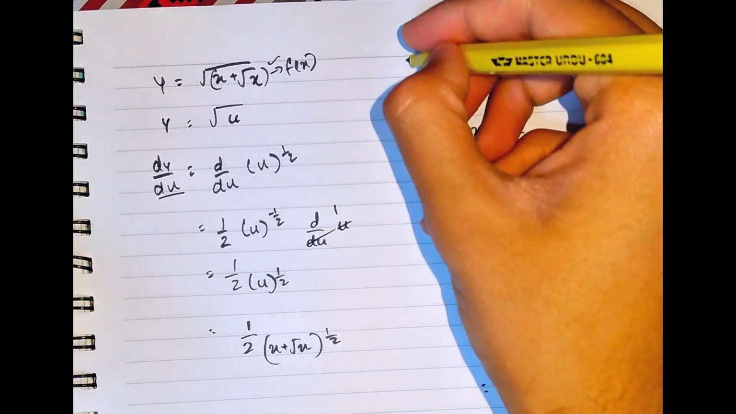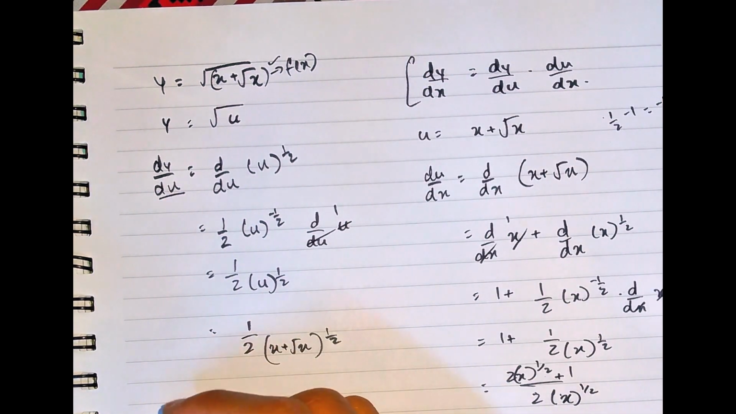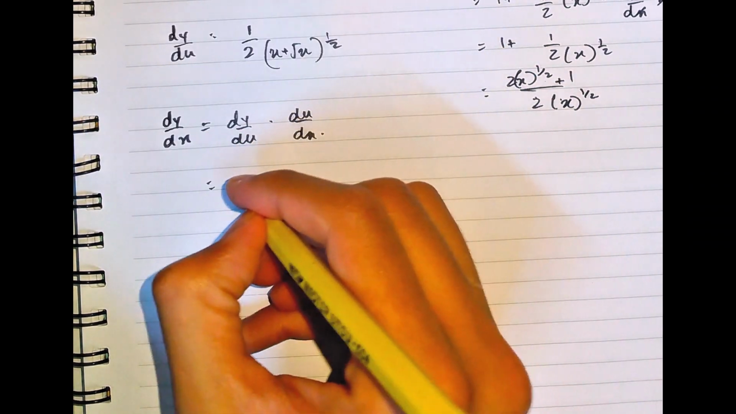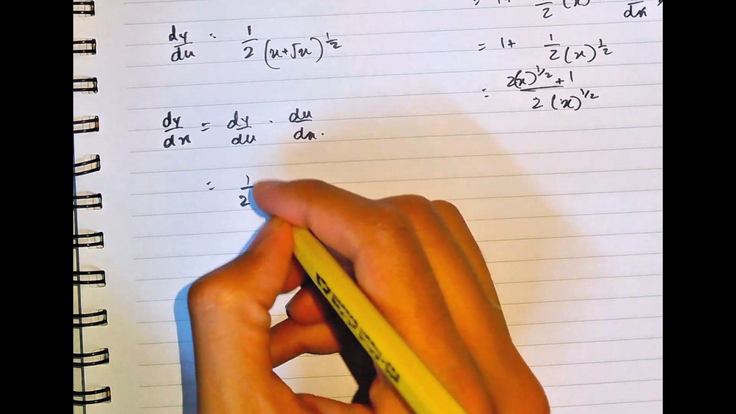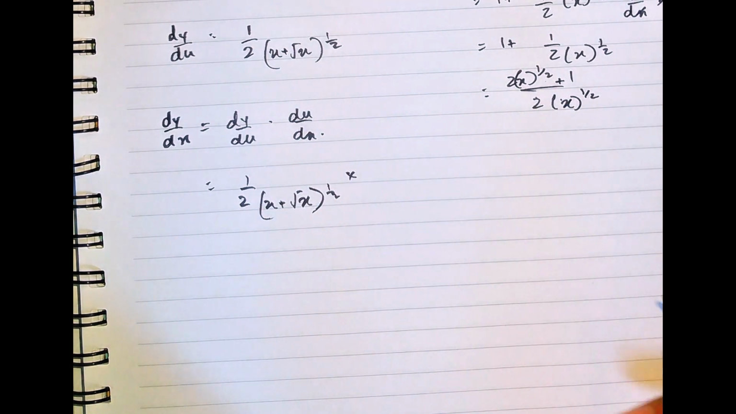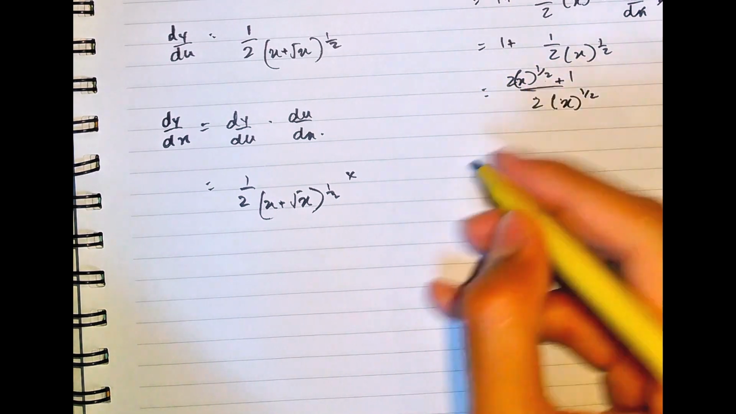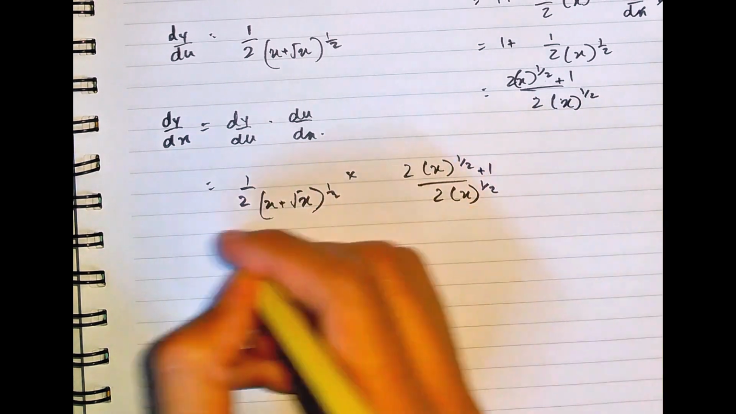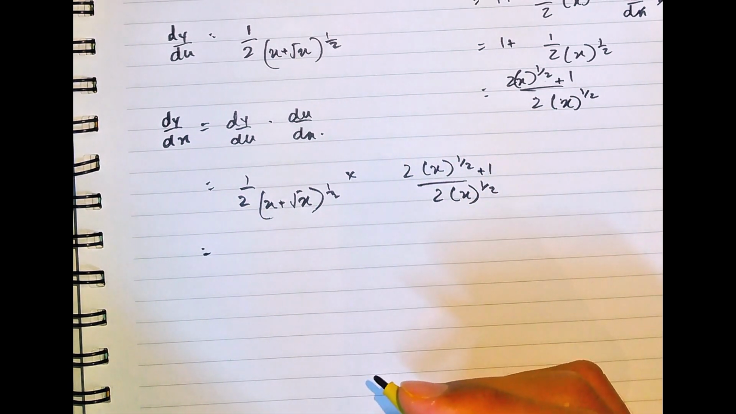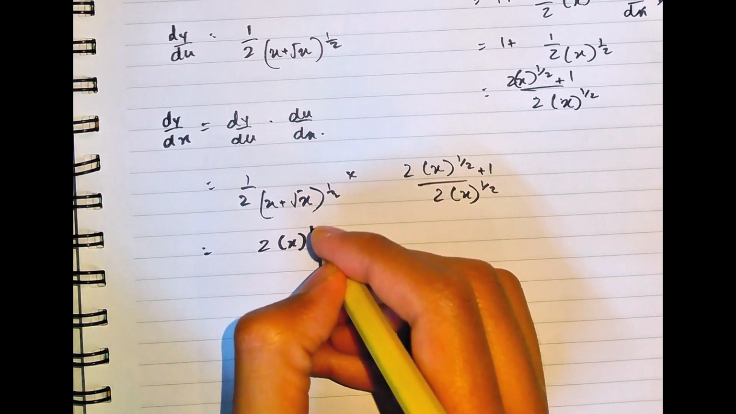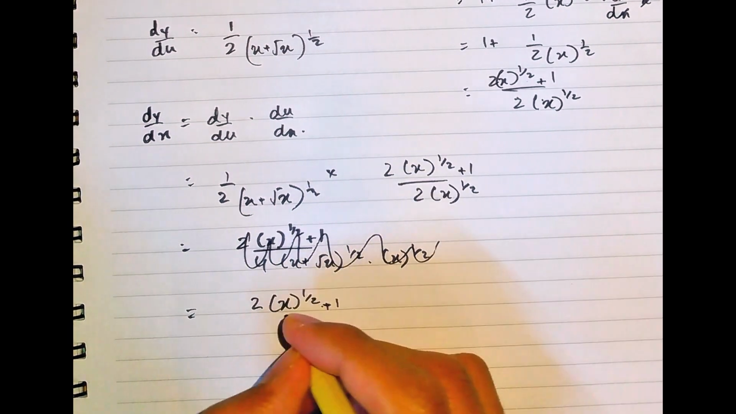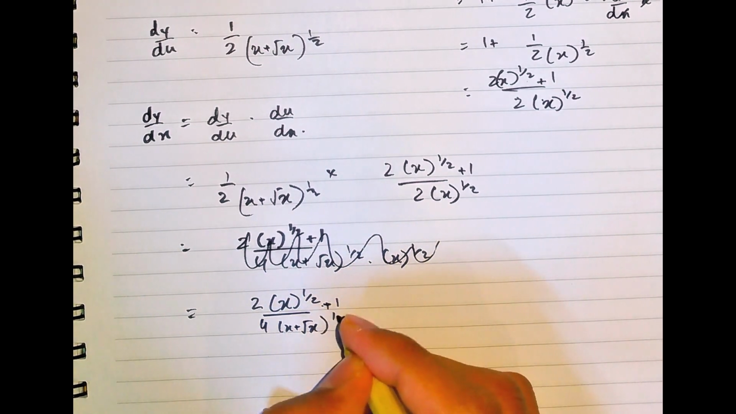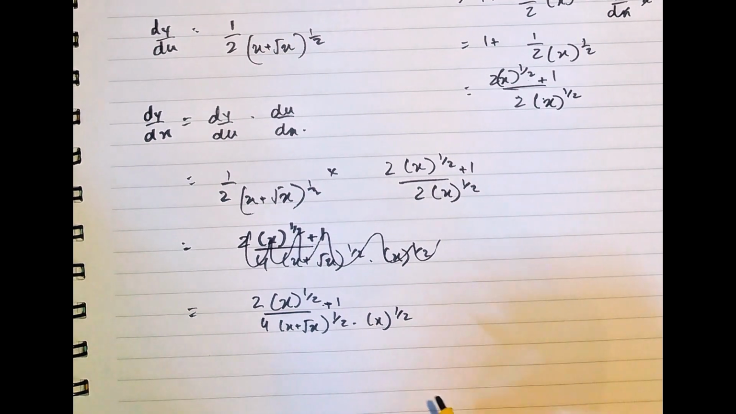And now I'm going to put this into the chain rule. So that's dy/dx. What is dy/du? It's 1 divided by 2 (x plus root x)^(1/2), which is multiplied by du/dx. What is du/dx? It is (2x^(1/2) plus 1) divided by 2x^(1/2). Now I simply have to evaluate these things and we will get the answer. So we have 2x^(1/2) plus 1 divided by, this 2 is multiplied by this 2, 4 times (x plus root x)^(1/2) and x^(1/2). Okay, so this is the derivative of the function.